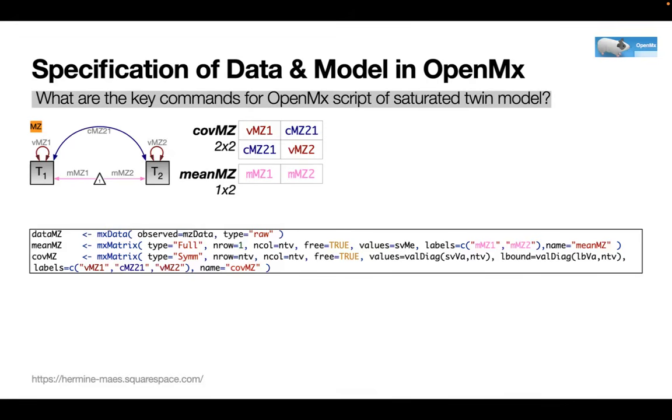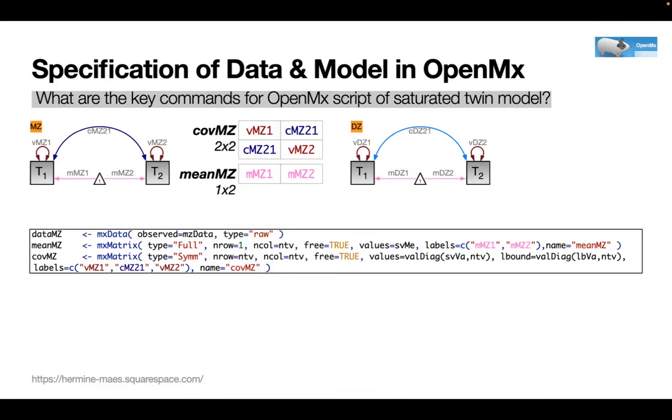The first one, putting the data in an MX data object. The second one, defining the 1x2 matrix for the expected means, with the labels matching the ones in the diagram and the expected covariance matrix. And then for the expected covariance, again, we specify a matrix, in this case a 2x2 symmetric matrix that we give start values and where we estimate the two variances and the covariance here for MZ twins.